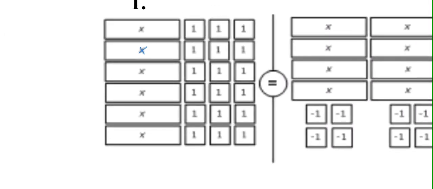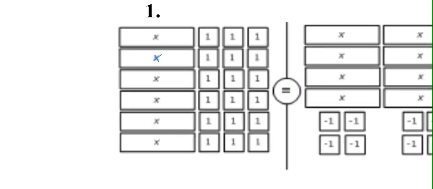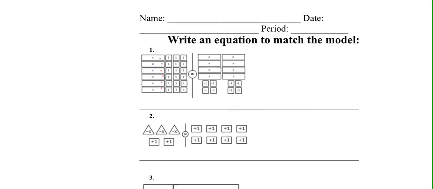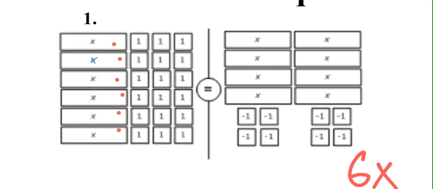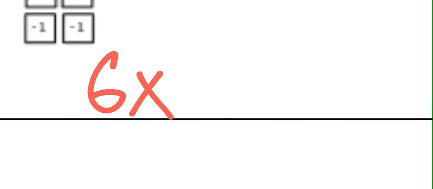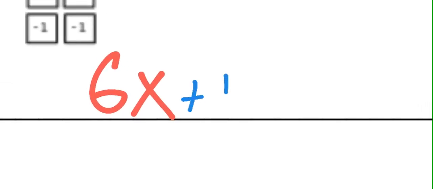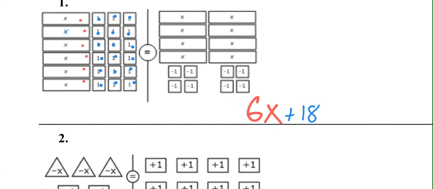So first I'm going to count up how many x's I've got on the left side. So going through and counting them, I've got 1, 2, 3, 4, 5, 6. I have 6 x's. So the first part of my equation is going to be 6x. Now I'm going to count up how many positives I've got, so just number ones. I've got 1, 2, 3, 4, 5, 6, 7, 8, 9, 10, 11, 12, 13, 14, 15, 16, 17, 18. So I have 18. So I'm going to have plus 18. That's my entire left side.